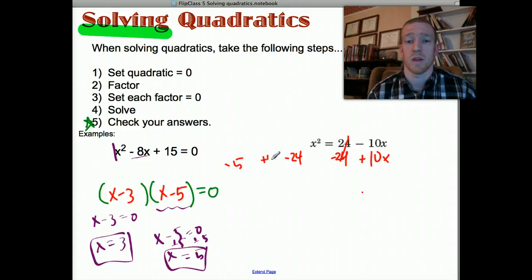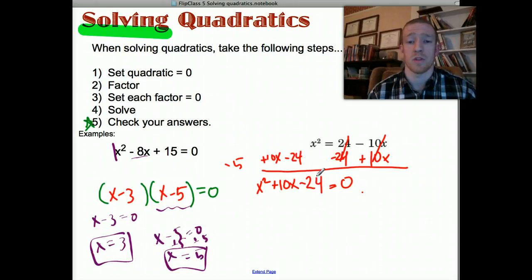And if I add a 10x, that gives me 24 minus 24, 10x plus 10x just equals 0. And that gives me an x squared plus 10x and a minus 24.